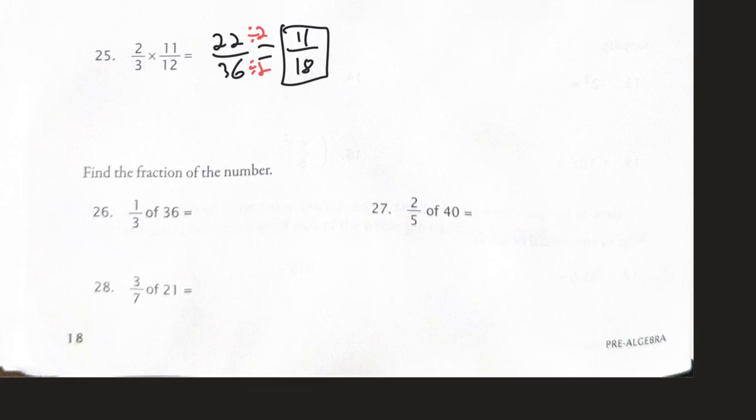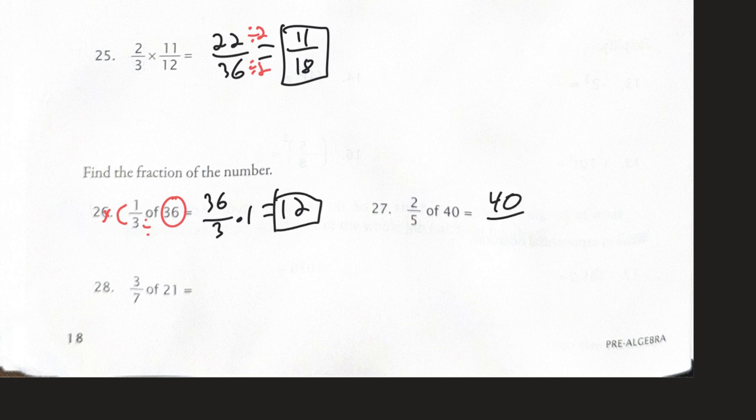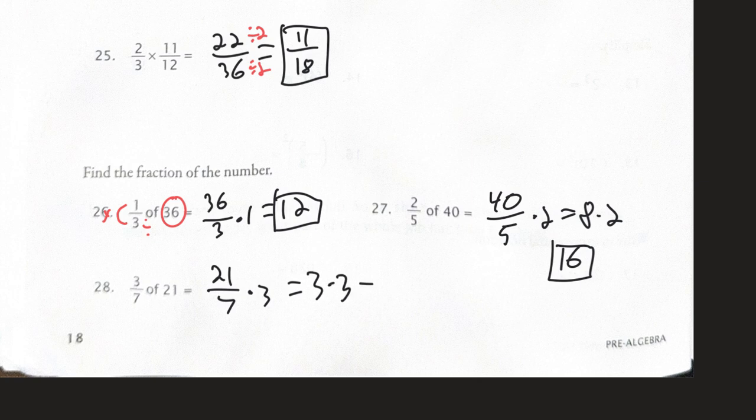For fractions of a number, all this means is you take the whole number, divide it by the bottom of the fraction, and then multiply it by the top. So this ends up becoming 36 divided by 3 times 1. That's how you could rewrite it, which would equal 12. Here we could rewrite this as 40 divided by 5 times 2. 40 divided by 5 is 8, and 8 times 2 is 16. 21 divided by 7 times 3, which would be 3 times 3, which equals 9.